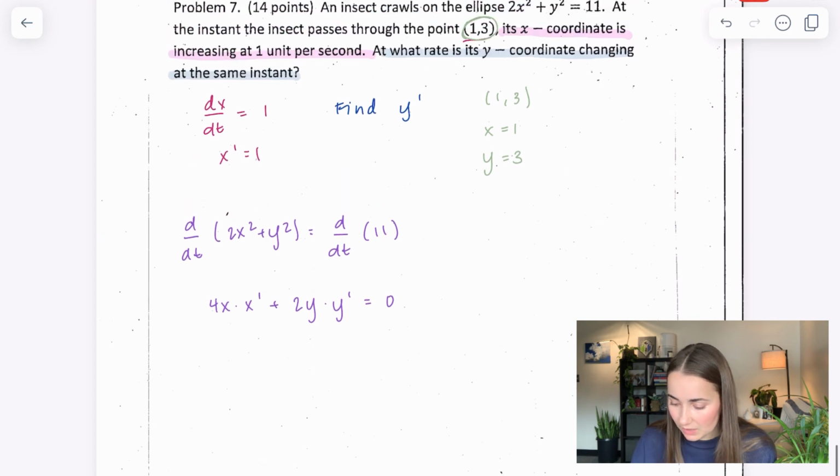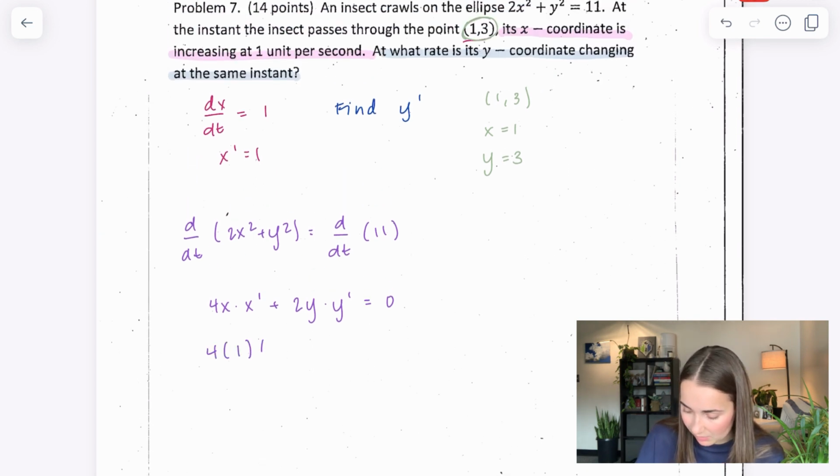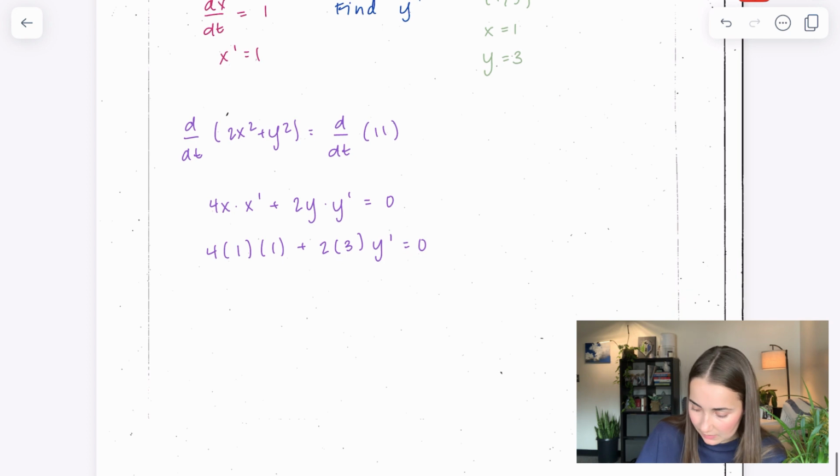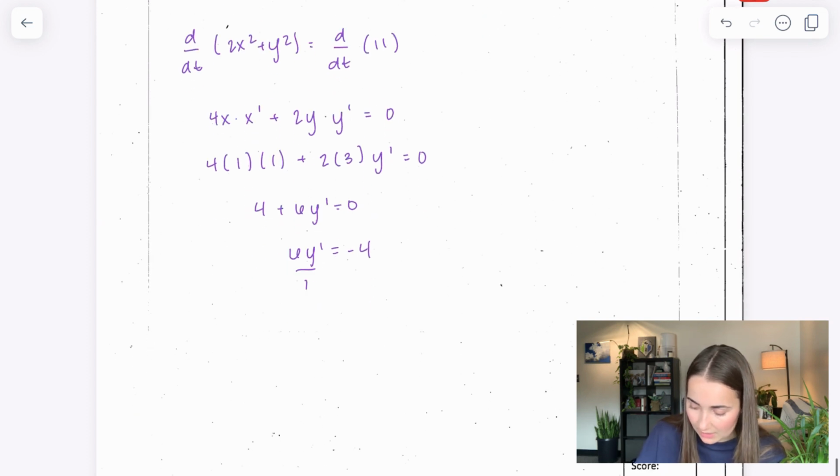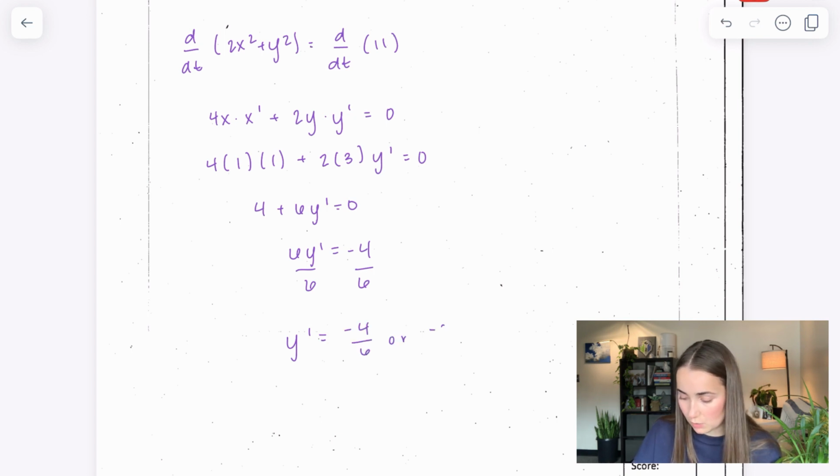So now let's go ahead and plug in the information we know. I get x is equal to 1, x prime is equal to 1, y is equal to 3, and y prime is what we're trying to find. So if I multiply that, I get 4 plus 6y prime is equal to 0. Subtracting 4 from both sides, I get -4 over there. And now I can divide everything by 6, and I get y prime is equal to -4/6, or you can simplify that down to -2/3.